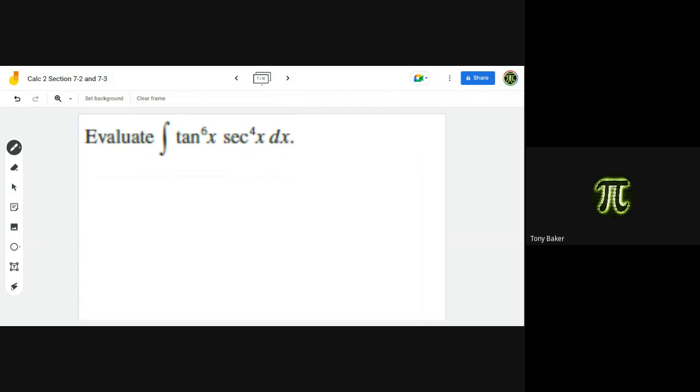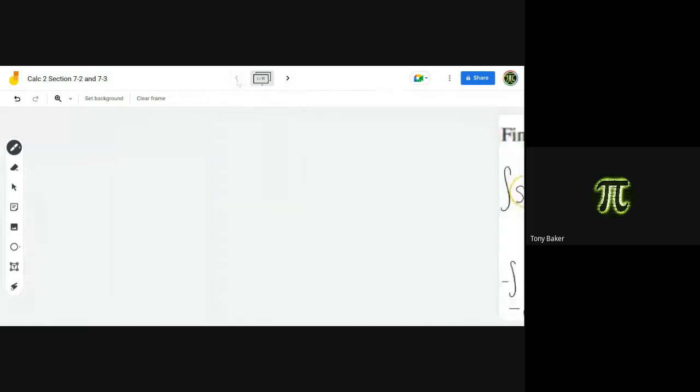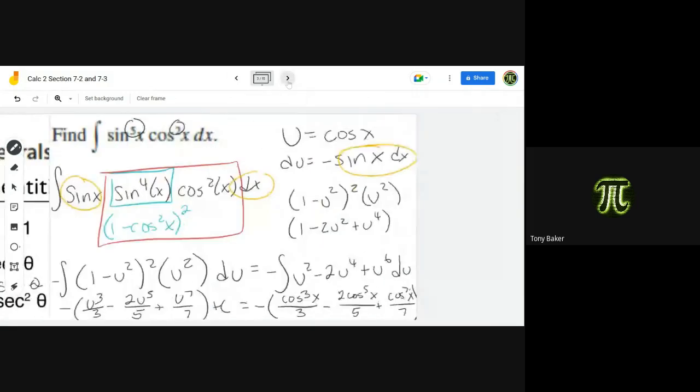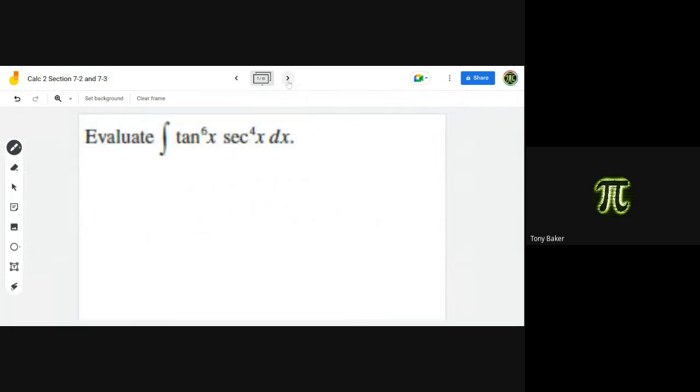All right. So think back to my Pythagorean identities way back at the beginning. Which one of these do you think I can use? Yeah, this one, the tangent and the secant. Okay. I don't know. So I have tangent squared x equals 1 plus secant squared x.